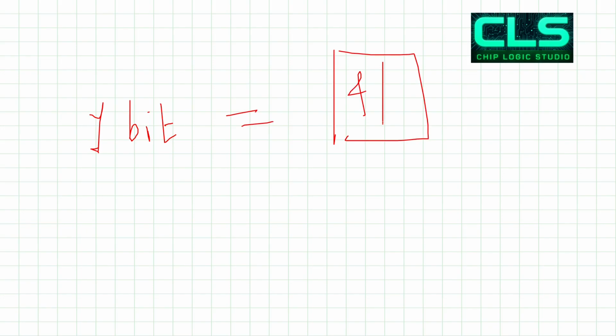Now another thing is, 1 bit is equal to 1 flop. So you have to understand 1 bit is equal to 1 flop. Whatever bits you are creating, you are creating 1 flop or latch, but mostly flop. You have to understand this thing.